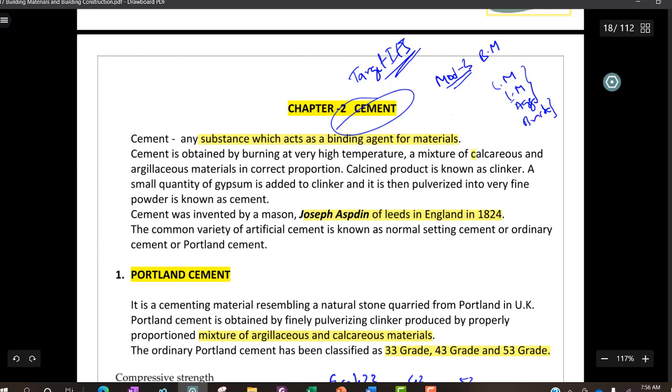इतने चैप्टर तो कवर हो चुके हैं, 4 चैप्टर कवर हो चुके हैं. Next chapter will be cement and in the next module I am going to teach you concrete, and there will be one more module in which I will be concluding remaining all topics as per syllabus sheet.